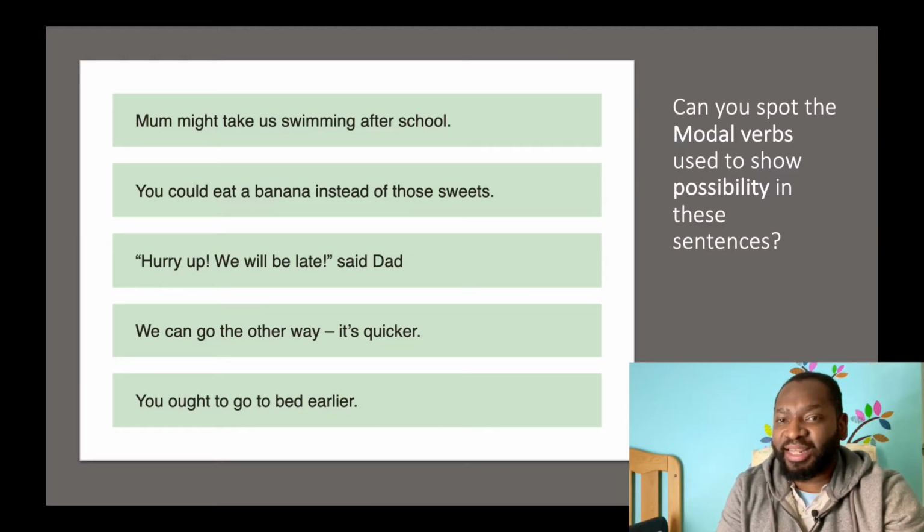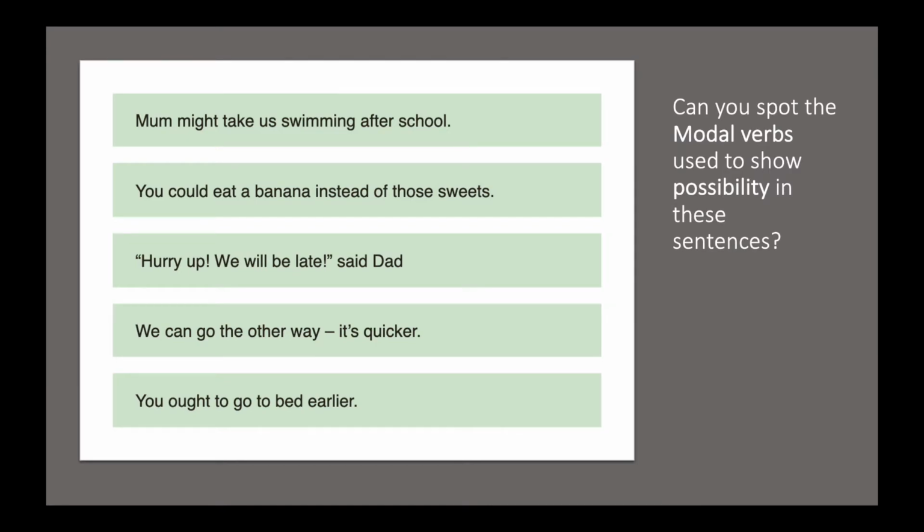Mum might take us swimming after school. You could eat a banana instead of those sweets. Hurry up. We will be late, said Dad. We can go the other way. It's quicker. You ought to go to bed earlier. Did you spot the modal verbs?